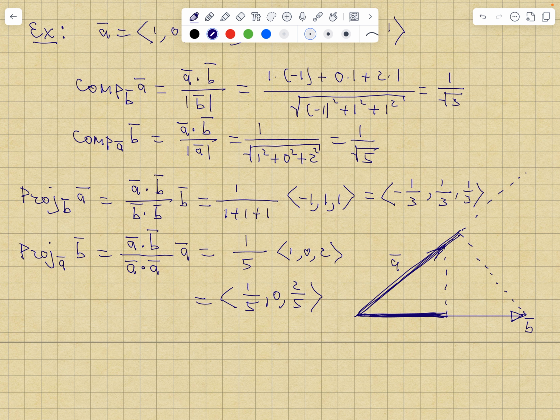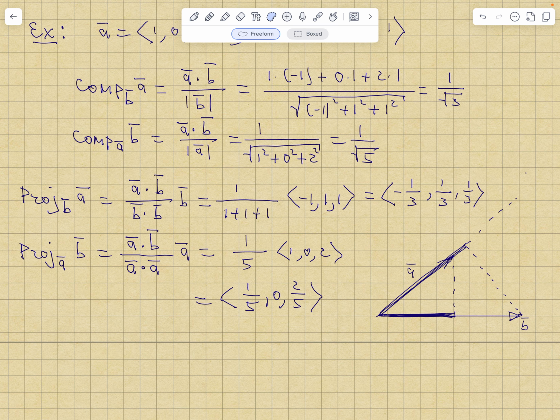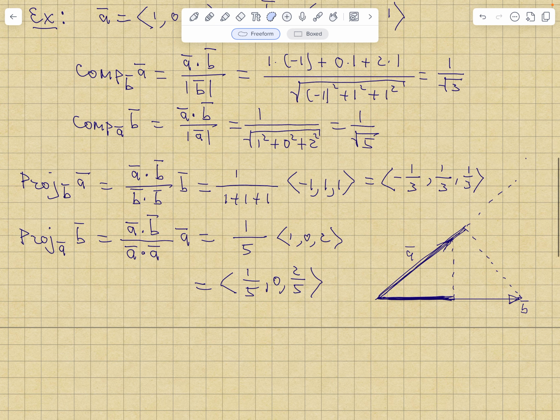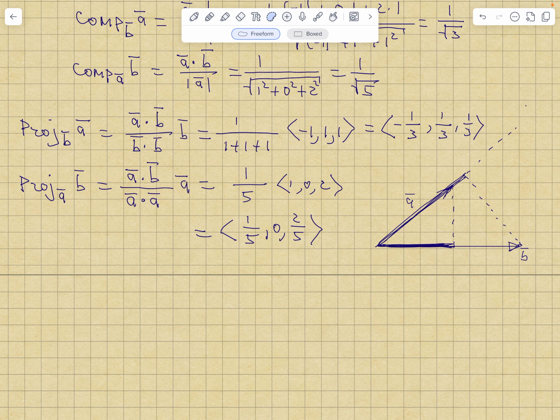Okay, so these are just formulas that you can remember or reconstruct as necessary based on the pictures that we drew, and then you can just use these formulas to find the components and projections. All right.